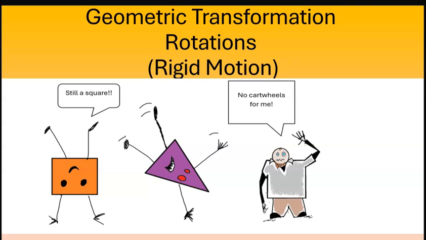Hi guys, we're going to do a video on geometric transformations, rotation specifically, which is a form of rigid motion. First, we're going to talk about what geometric rotations are. Then we're going to look at some examples around the origin. Then we're going to look at a few examples around a point that is not the origin.